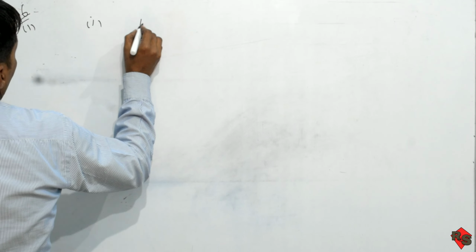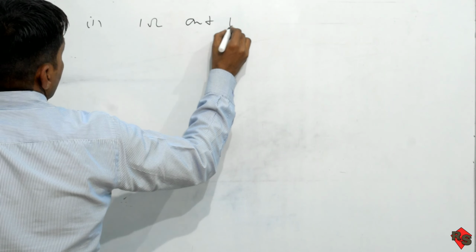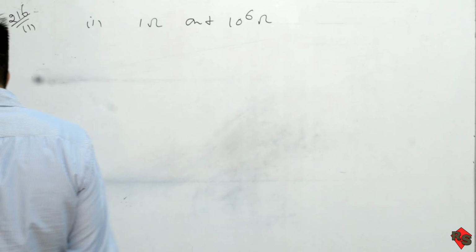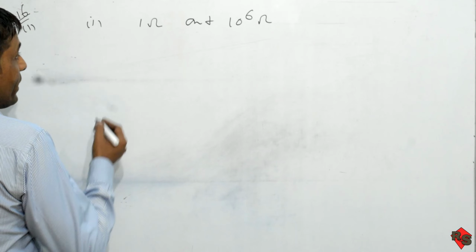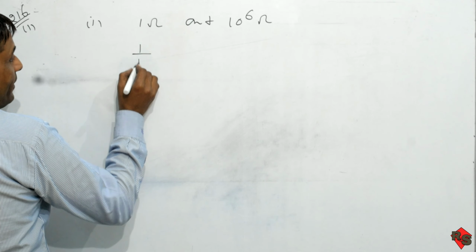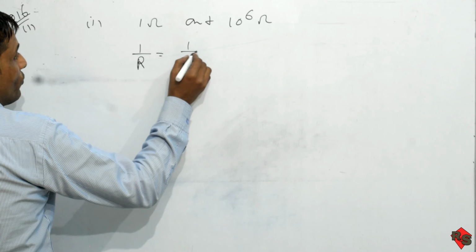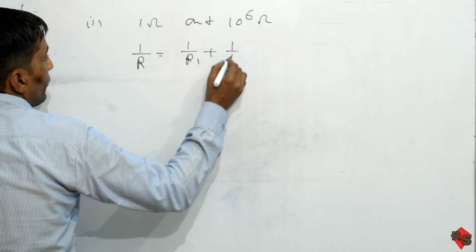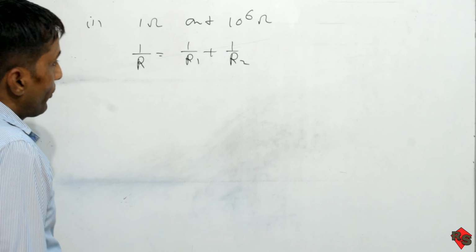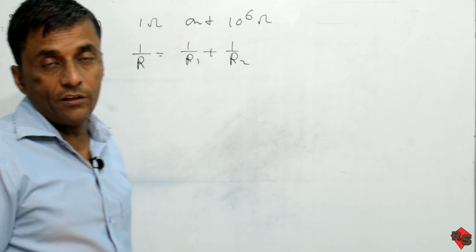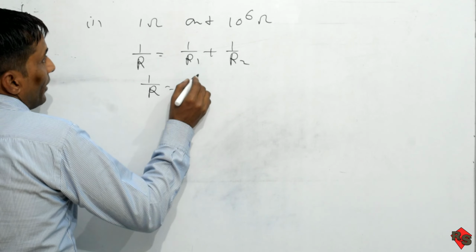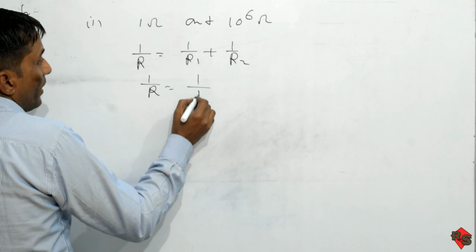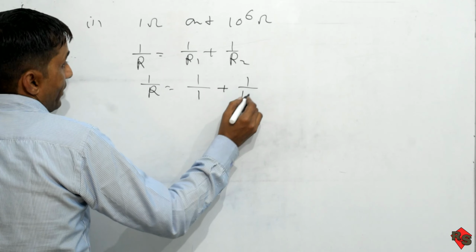The first question is 1 ohm and 10 to the power 6 ohm, and both are connected in parallel. So what is the equivalent resistance? We can find it using 1 by R equals 1 by R1 plus 1 by R2. In this way we can find the equivalent resistance in a parallel circuit. So here 1 by R is equal to 1 by 1 plus 1 by 10 to the power 6.